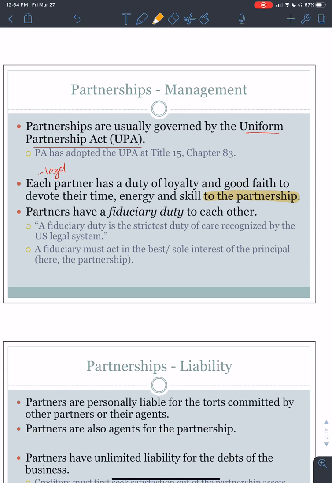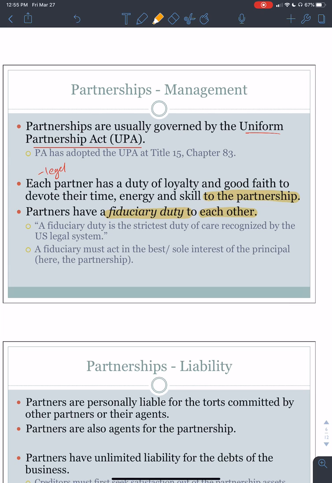However, partners also have a fiduciary duty to each other. We'll talk more about fiduciary duties, but a fiduciary duty is a kind of legal duty. It's called a duty of care, and it basically says that you have to act in the best interest of the partners.